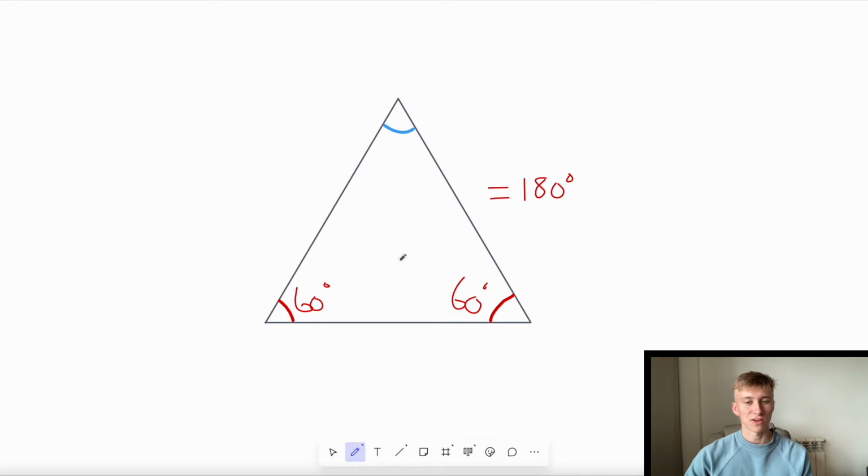And why this first example is pretty easy is because this is an equilateral triangle. So an equilateral triangle means all angles are the same and all sides are the same. So knowing all angles are the same, we should be able to identify that if this one is 60 degrees and this one is 60 degrees, then this one also has to be 60 degrees.